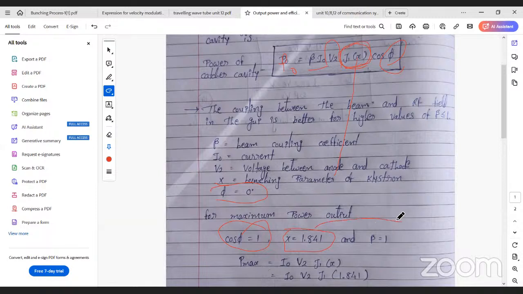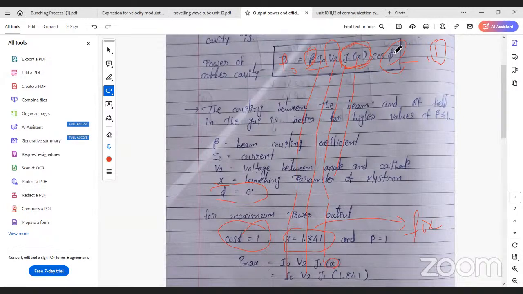Don't change this value. What does this 1.841 represent? This is a fixed value. And in the equation, I am substituting beta equal to 1. What is the value of beta? Beta equal to 1. Imagine this is equation number 1. Substitute in equation number 1. What will we get? In place of beta, I am substituting 1. I naught is written as it is, and V2 is also written as it is. In terms of J1 of, what is in place of X? What do I have to substitute?